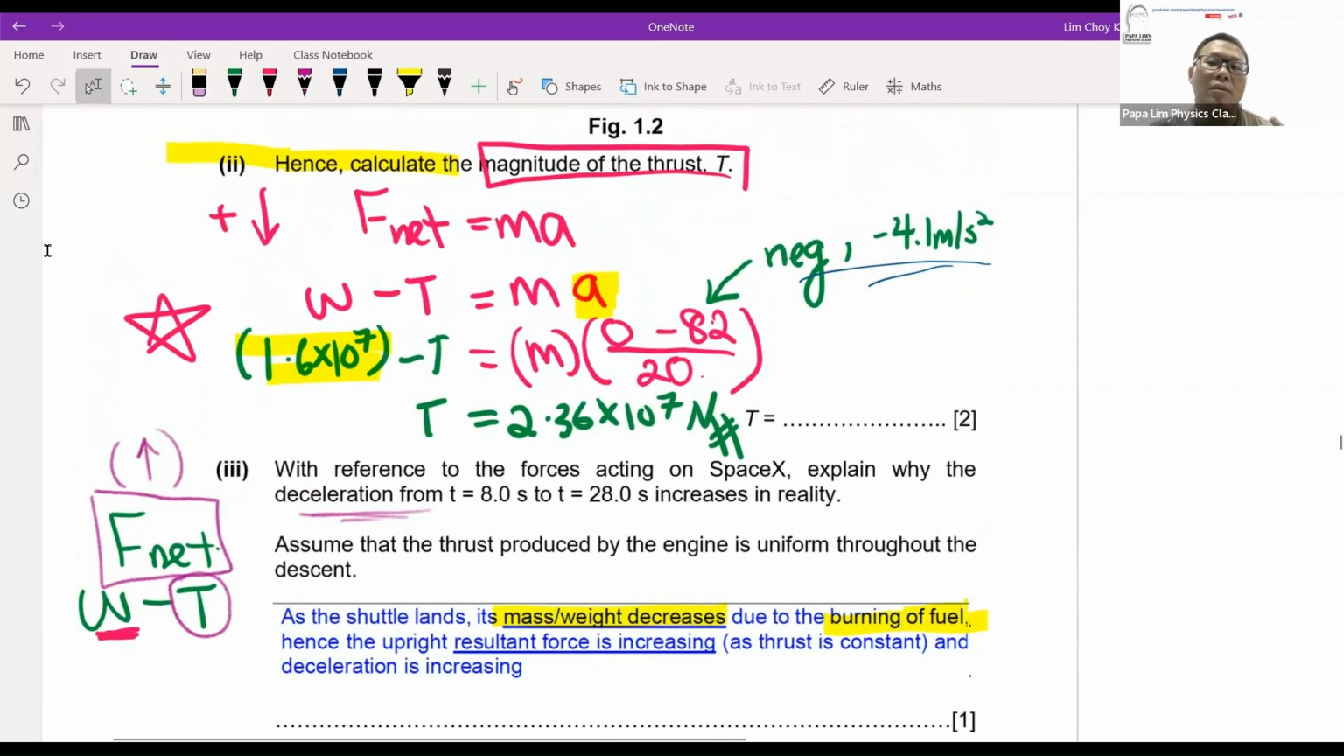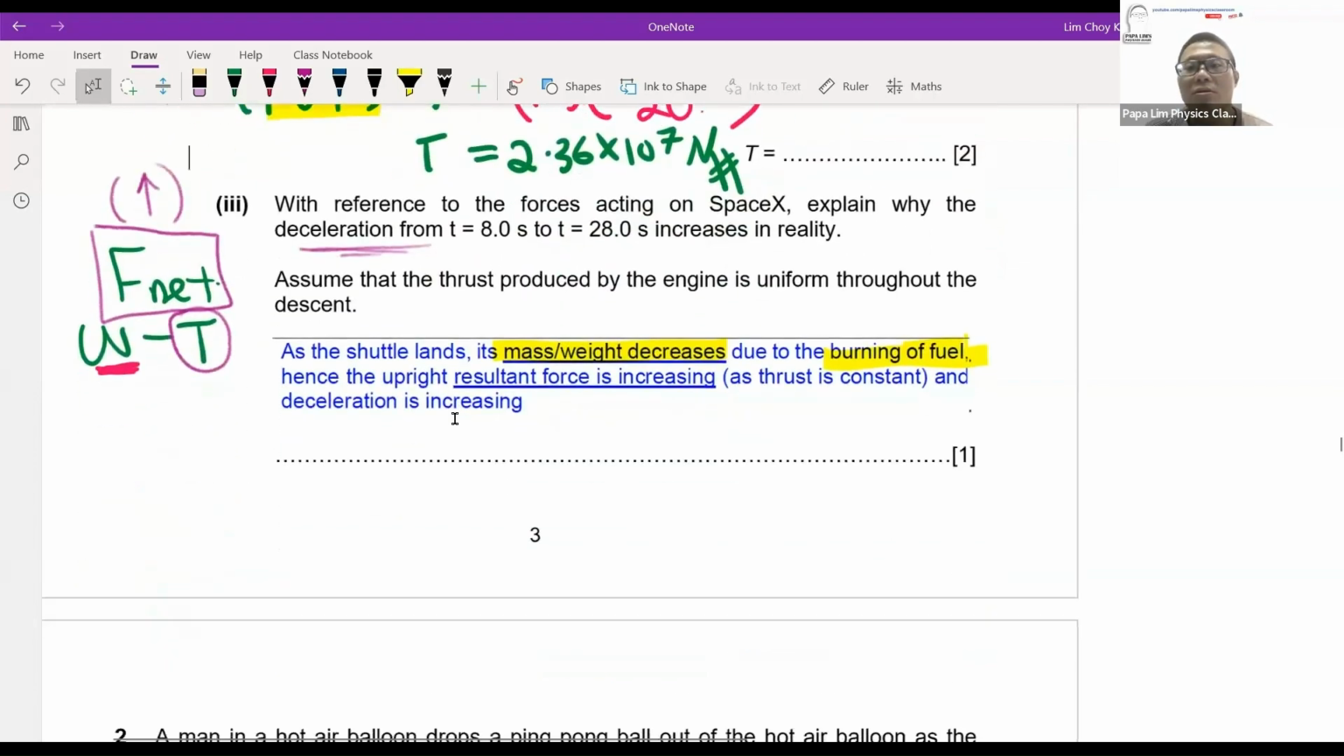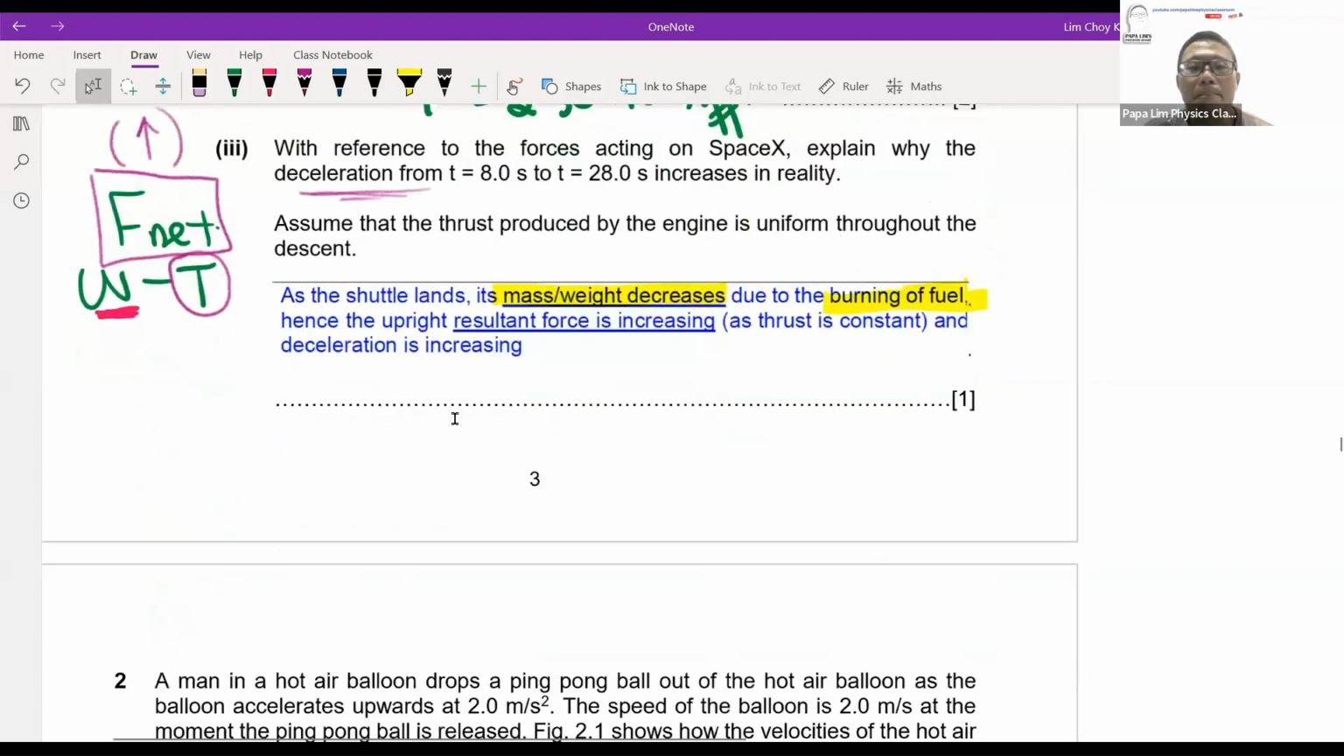So if I maintain the same engine force, with the same thrust, you'll find that the car actually accelerates better, faster and faster, because the weight of the car is getting smaller and smaller. Okay, so just take note of these slight assumptions or this particular answer.